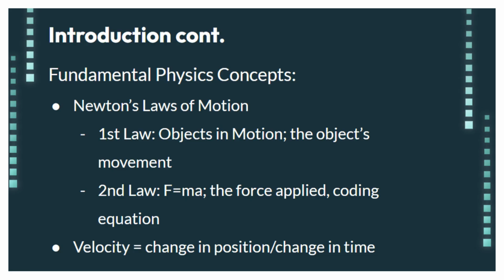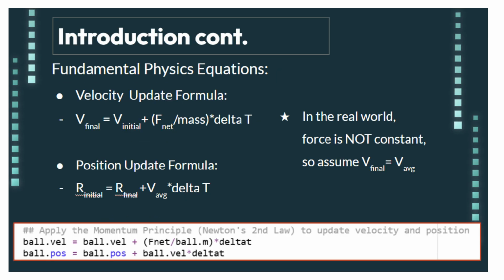The first law states that objects in motion stay in motion. This is relevant as we have an object rolling across a table at a constant velocity. The second law, force equals mass times acceleration, is the force applied, which is relevant because there is a force applied, and it's also relevant to the coding equation, which we will reference later. Finally, velocity is the change in position over the change in time.